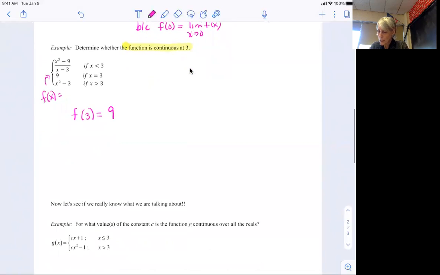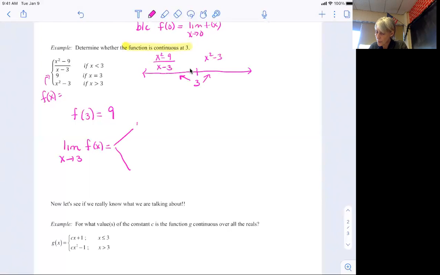Now I'm going to evaluate the limit as x approaches 3. So when I go to find the limit as x approaches 3, I have to remember piecewise functions behave differently. So when I go to evaluate, I have to evaluate in that function. That's my left limit. And that's going to be my right limit. So I have to break this up into two limits.